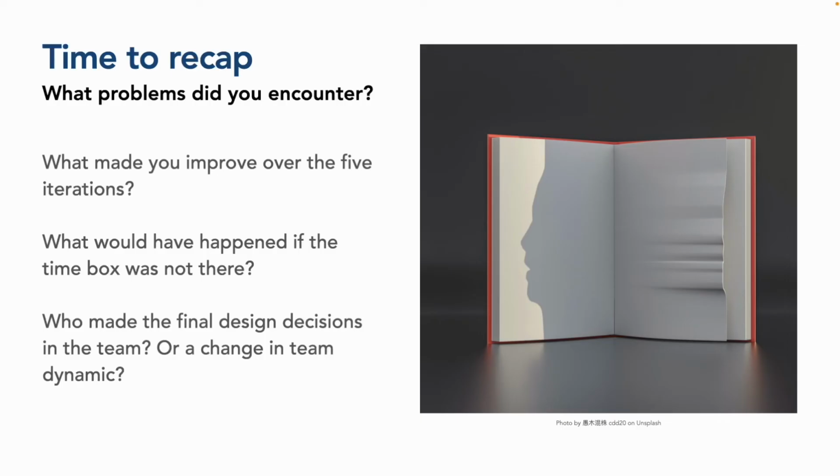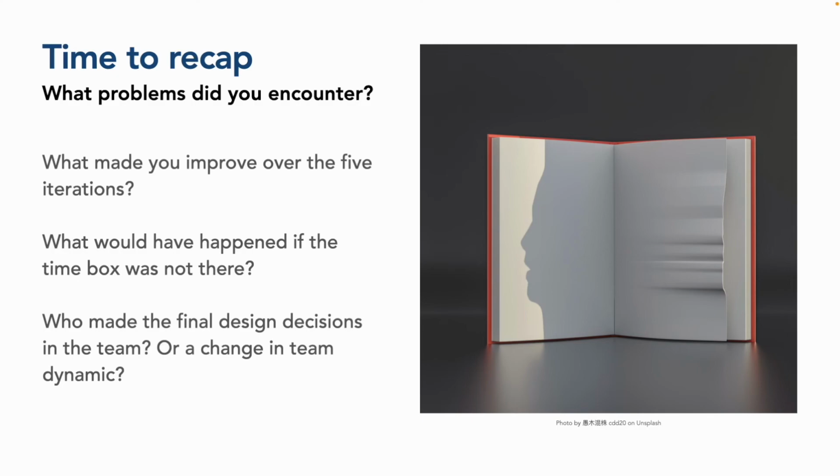So, time for a recap. So, what problems did you encounter? What made you improve over the 5 iterations, do you think? And what would have happened if the time box wasn't there? Who made the actual final design decisions with the team, like how the team was set up and how you processed the number of balls? Or was there a change in team dynamic at some point? Was somebody trying to dominate?